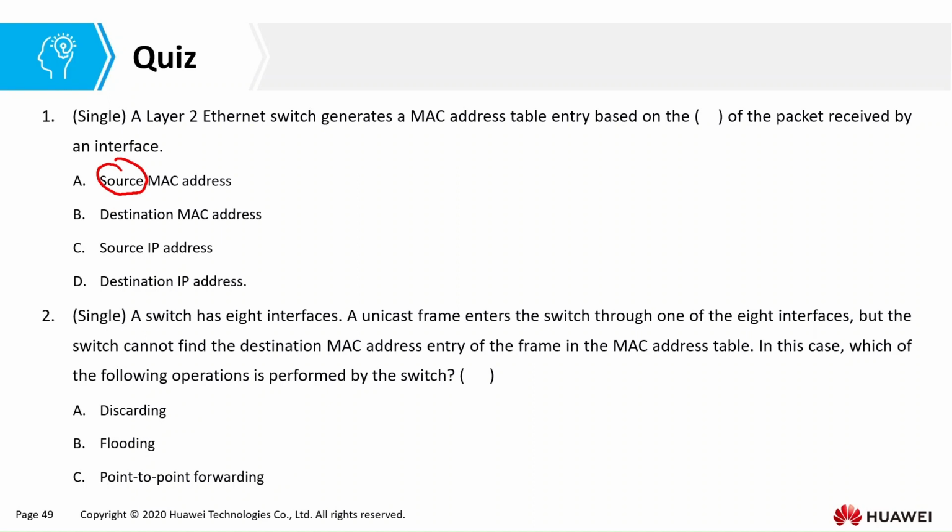A switch has an interface, and a request enters the switch through one of its interfaces, but the switch cannot find the destination. In this case, which of the following operations will be performed by the switch? If I cannot find the entry in my MAC address table, what happens? I will do flooding. Not discarding. If, let's say, it were an IP packet and the routing table, then it would be discarded. But here you are under Ethernet, so it should be flooding.